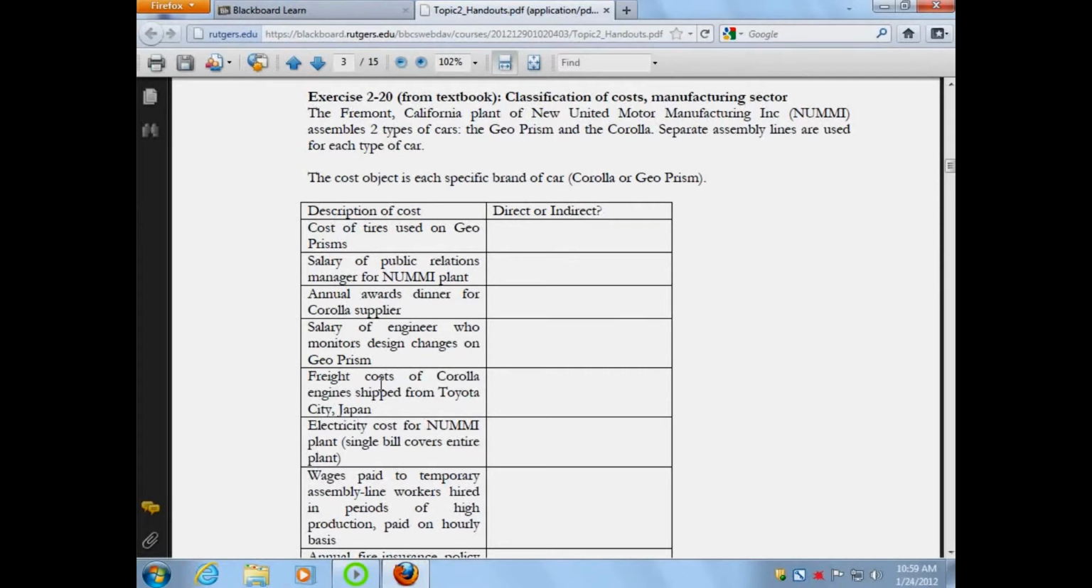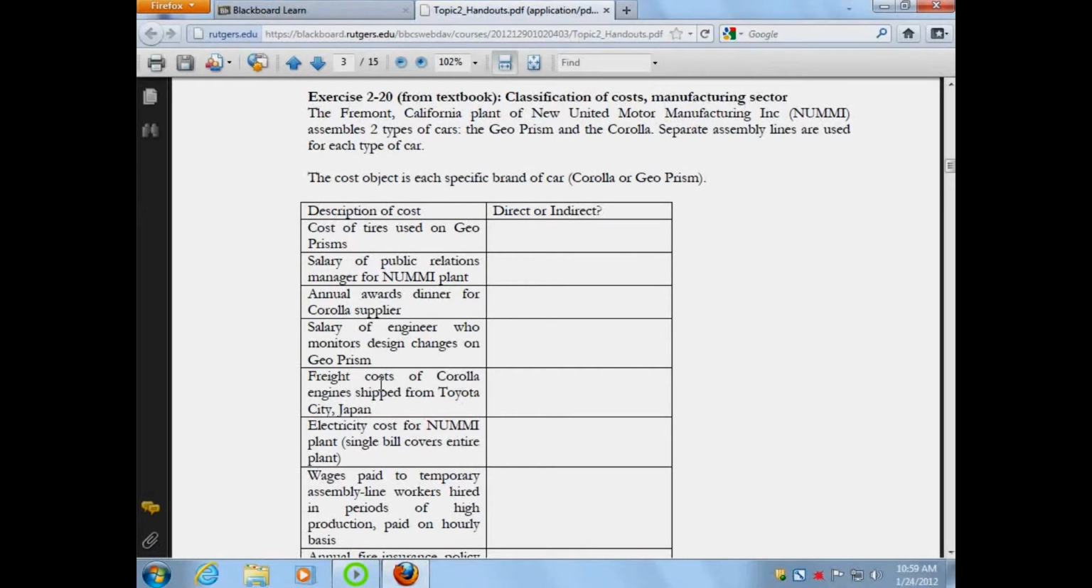Now we have this facility, and we have two types of cars being assembled inside the facility. We have a Geo Prism and we have a Corolla. Now, what is the cost object? The cost object is each specific brand of car. So the brand, each of those brands, that's our cost object. So now let's look at the first one, the cost of tires used on the Geo Prism. Is it a direct cost or an indirect cost of the Geo Prism?